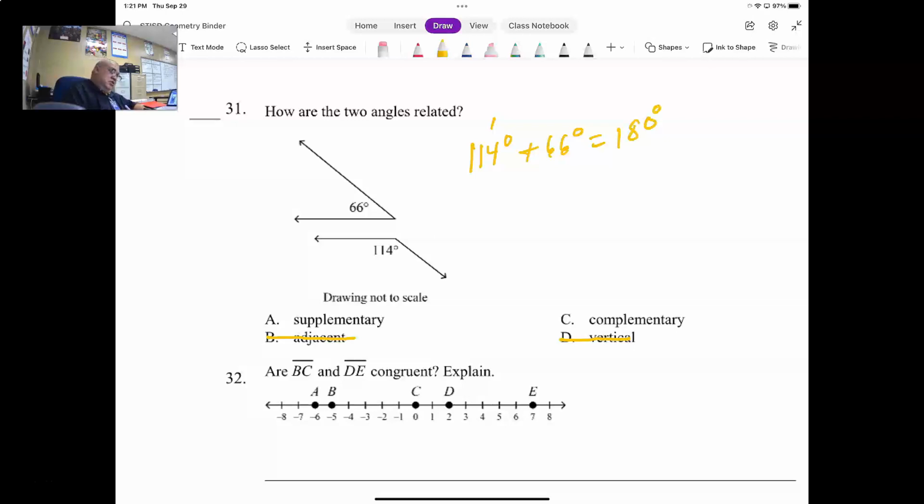We know that supplementary angles have a sum of 180. And we know that complementary angles have a sum of 90 degrees. So obviously C is not going to be the answer, so the answer is A.